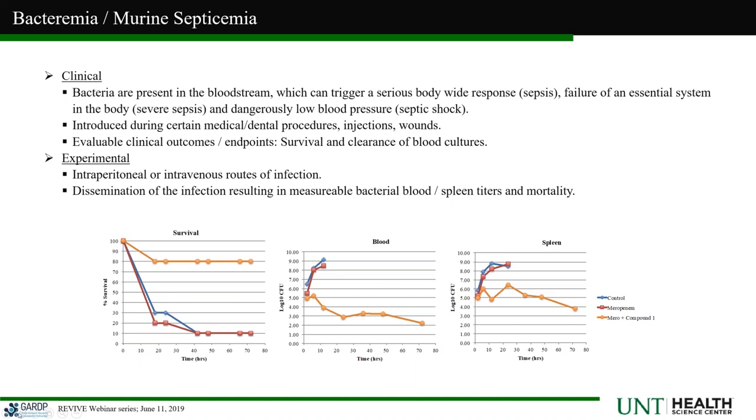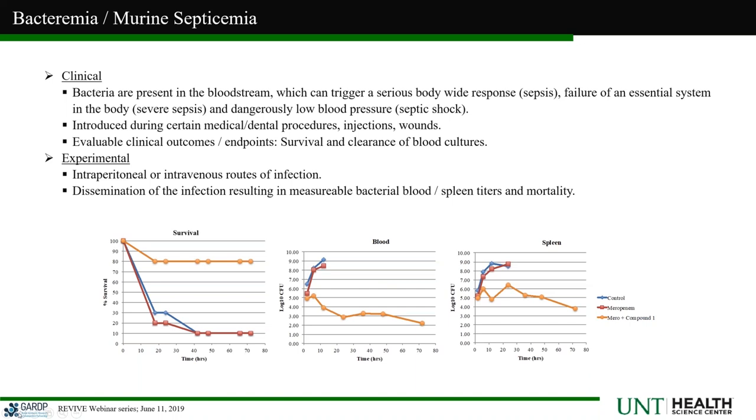However, treatment with the combination where we had 80% survival does correlate to a reduction in the titers in both the spleen and the blood. So here we have the animal model that can mimic two different endpoints to a clinical condition of bacteremia or septicemia.